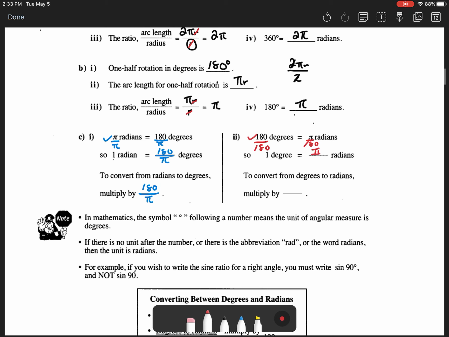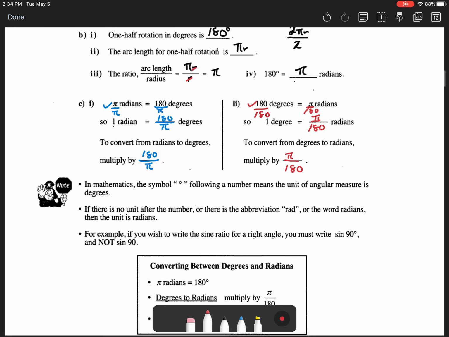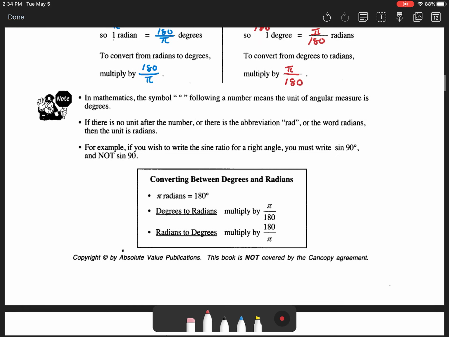So 1 degree is pi over 180 radians, and that is going to be what we multiply by to go from degrees to radians, pi over 180. So both of those conversions are extremely important. Okay, and you can see both of those in the table or chart below.